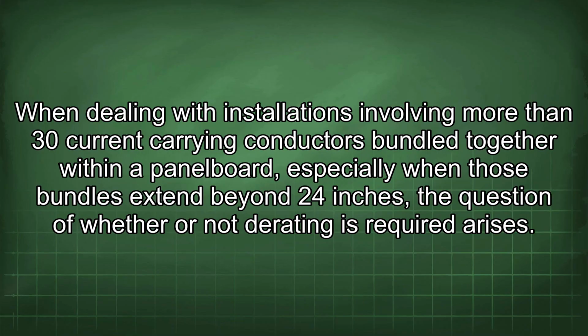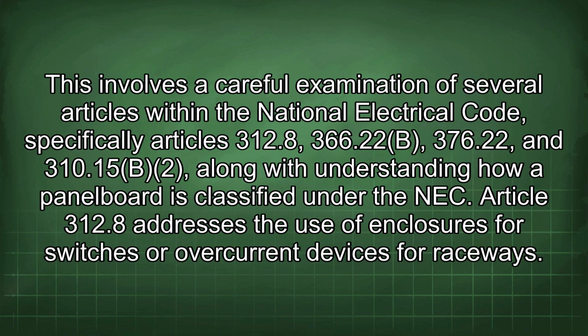When dealing with installations involving more than 30 current-carrying conductors bundled together within a panel board, especially when those bundles extend beyond 24 inches, the question of whether or not derating is required arises. This involves a careful examination of several articles within the National Electrical Code, specifically Articles 312.8, 366.22(B), 376.22, and 310.15(B)(2), along with understanding how a panelboard is classified under the NEC.